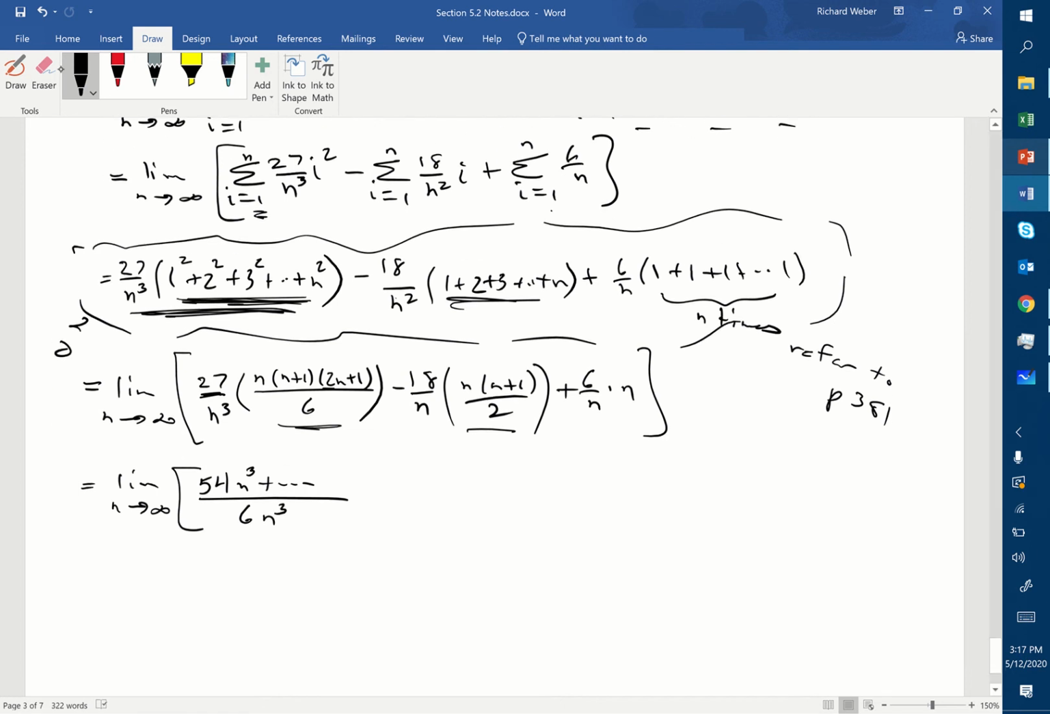I'm going to look at that first one. Remember, n is going to infinity. Since the powers match, do you remember this jive? You go to 54 over 6. You want to play the game yourself on the next one? In the next one, it would be like 18 n squared, plus 18n, and downstairs is 2n squared. I forgot the square there. So it's 2n squared here.